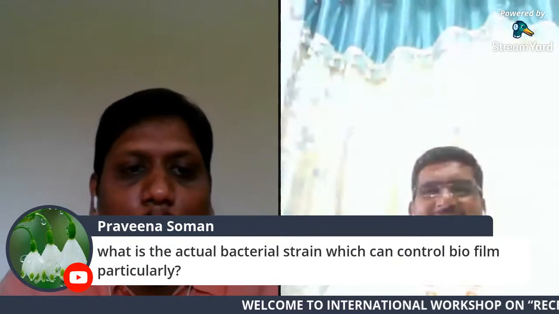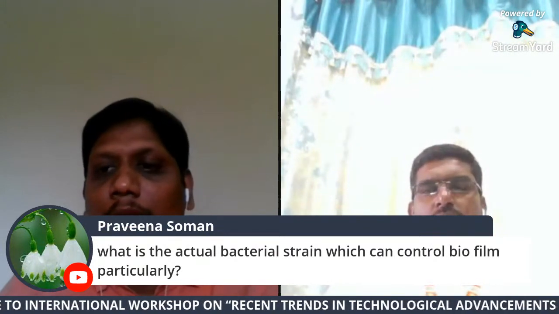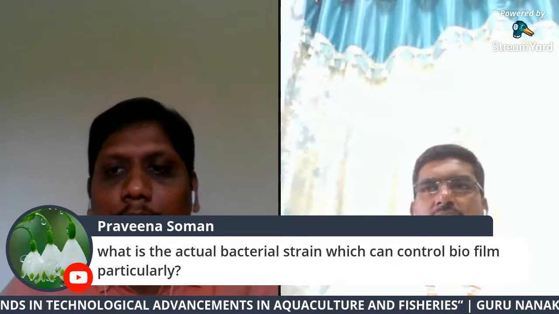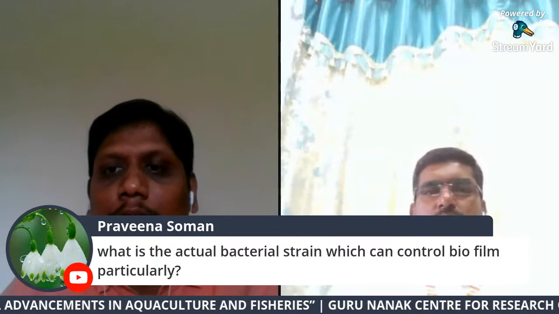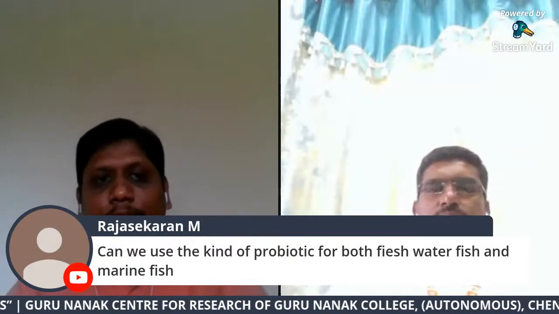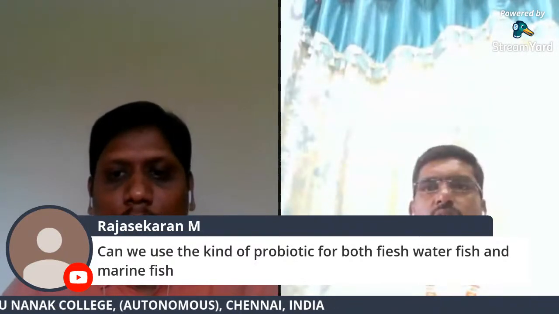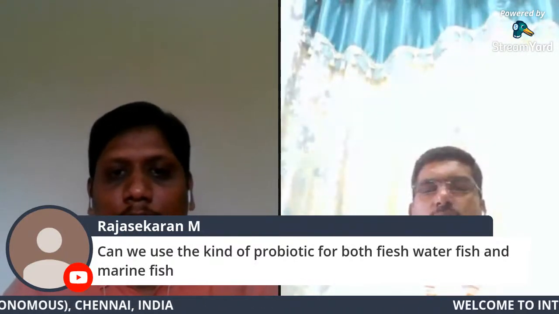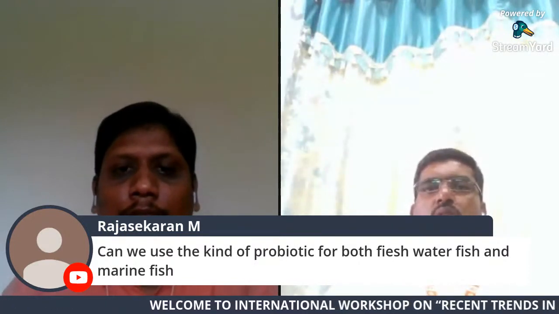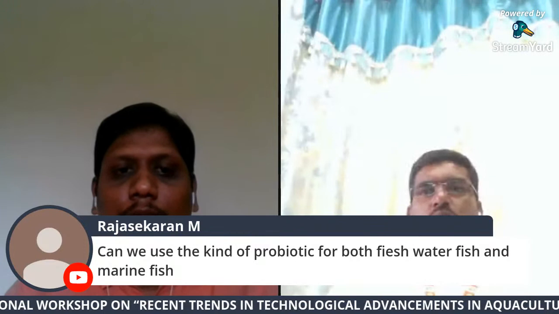Okay, sir. Pravina Somana asks, what is the actual bacterial strain which can control biofilm, particularly? Sir, any effective bacteria will control the biofilm. Particularly, as I told, Bacillus. At the bottom, some Aeromonas bacteria are also effective in the anaerobic condition, particularly in the bottom biofilm, where low pH and low DO prevail. In that condition, I sometimes go for Paracoccus pantotrophus also, successfully.